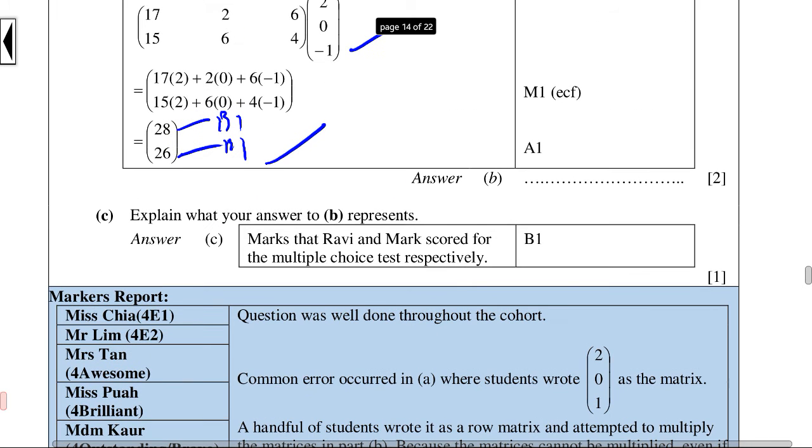Next one, what does it represent? Total mark for Ravi and Mark respectively. So you must have this, and this. Okay, so 1 mark. So 3 words. This is 1 mark. Yes, must put.